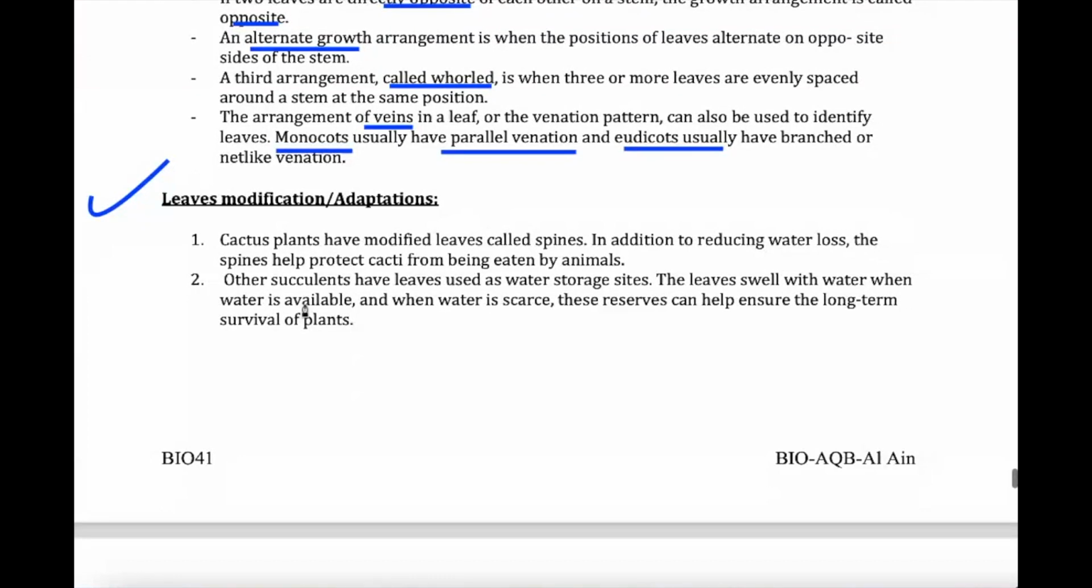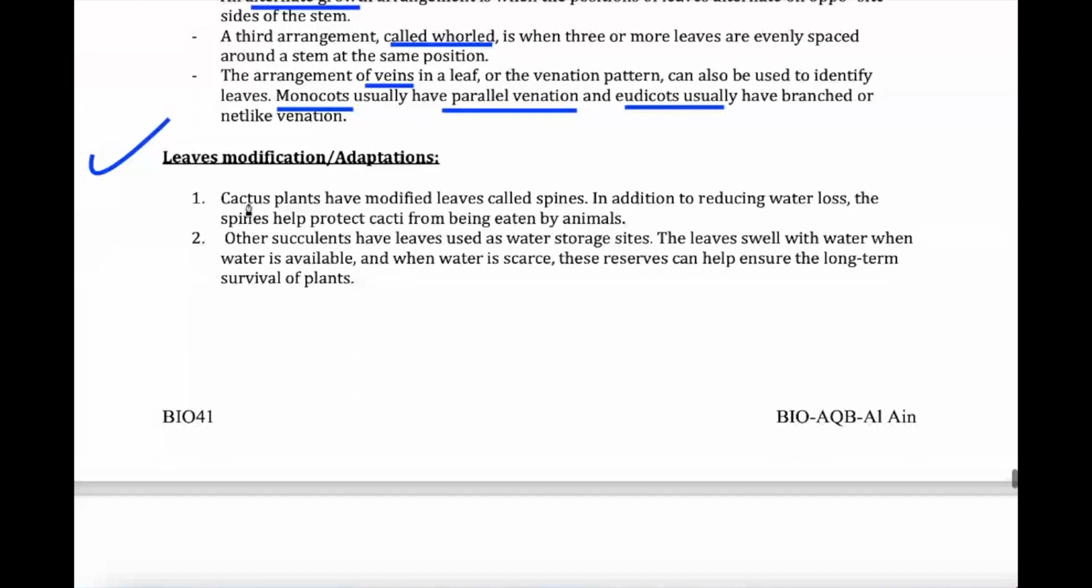So how are the leaves modified? The leaves are modified, like in the cactus. They have spines. They don't have leaves. This is because they need to store water and protect. Yes, and protection from whom? From animals. Yes.